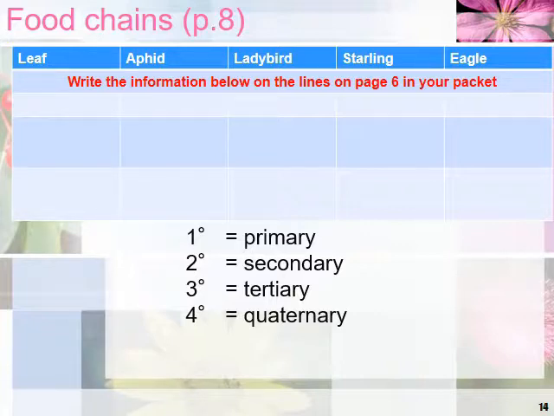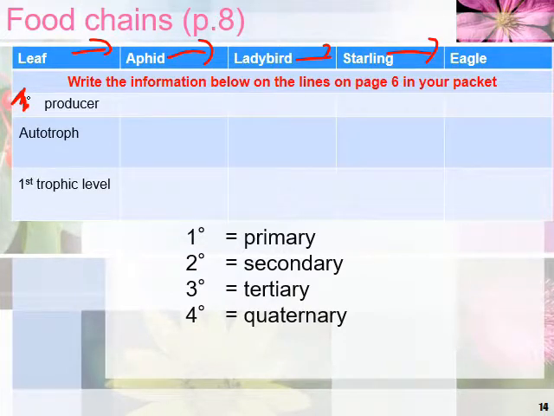So here we have a leaf, which can be consumed by an aphid, to a ladybird, to a starling, to an eagle. So then, we think about going up in levels of our trophic level from our food chain. We know the leaf would be our producer. We don't actually want to worry about the word primary, but it would be a producer. And therefore, it's also going to be an autotroph, and it represents our first trophic level. So then you should be able to fill out the rest of this information on this table if you have a good understanding of trophic levels. So you can pause the video if you want, and kind of quiz yourself.